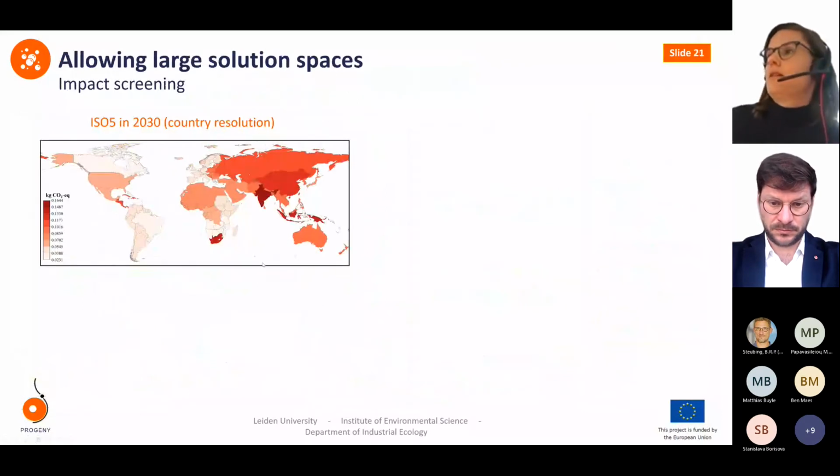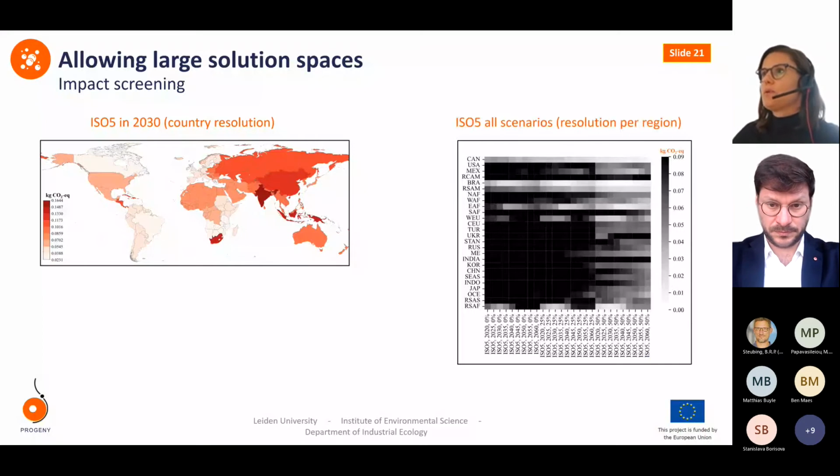So what do the results look like in the end? This is one of the impact indicator maps for the year 2030 and ISO standard, clean room ISO standard of 5, on country resolution, aggregated. This would be the same for all ISO 5 scenarios, clean room ISO 5, on region resolution, so the energy mix regions for the different future scenarios.